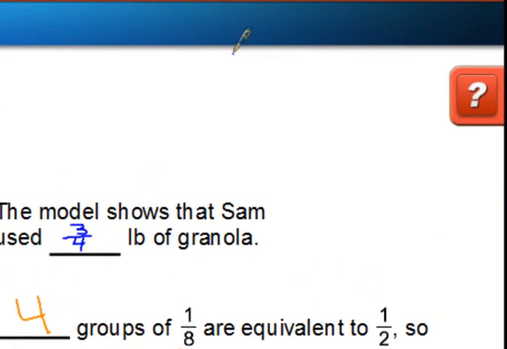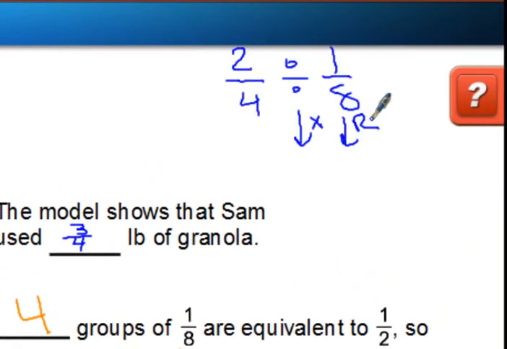I'm going to write that up here so we can see it. The number 1 rule is AB form. Then we draw our arrows. Our 2/4 stays the same. It does not change. We change our division sign to multiplication. We immediately take the reciprocal of the divisor, the number to the right of the division sign. The reciprocal of 1/8 is 8/1.